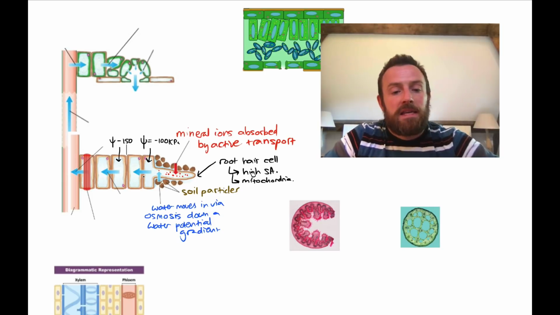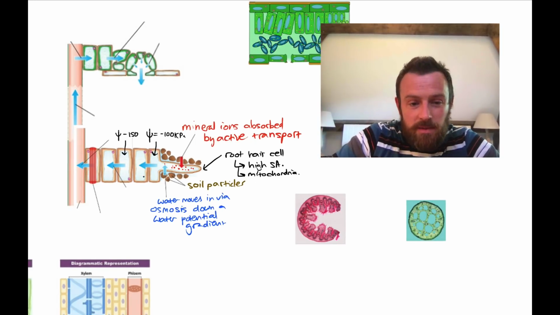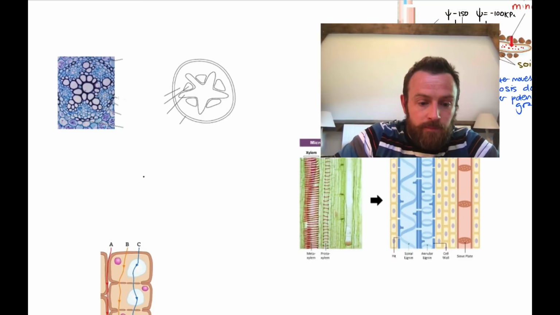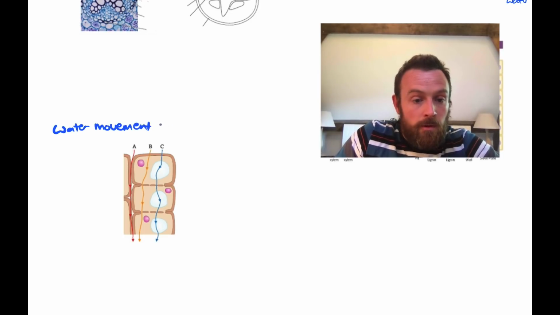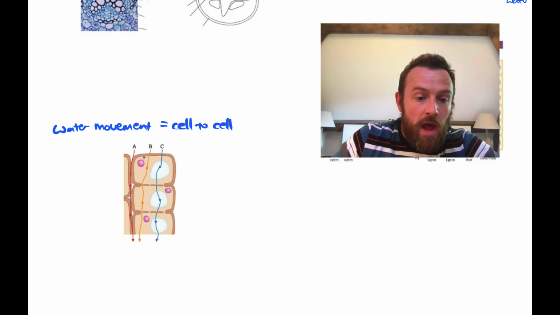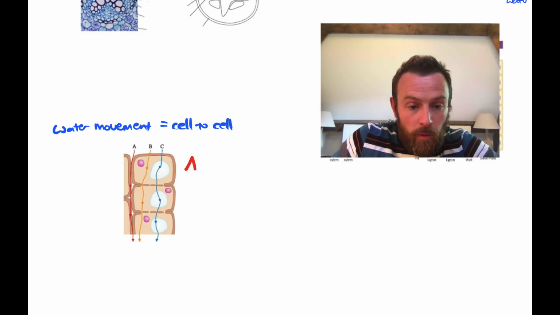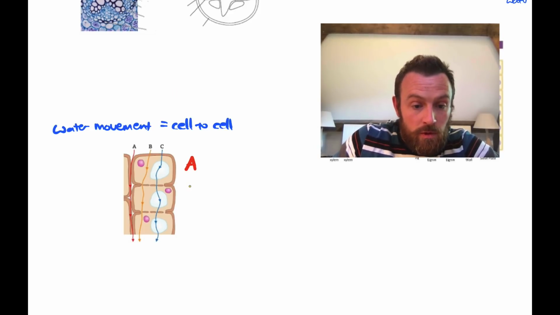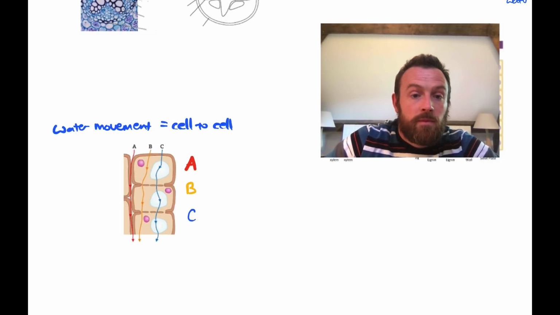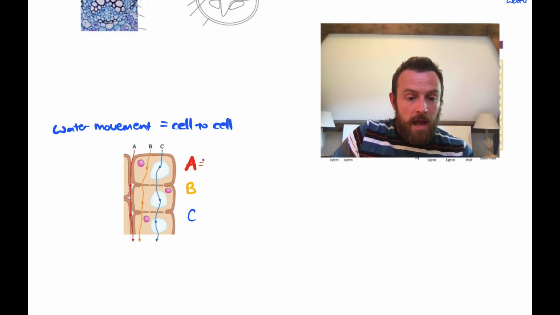Now there are three ways that water can move from cell to cell. So let's briefly go over here and label these three ways. Water movement, cell to cell. Okay, so we've got A, B, and C. Pathway A, pathway B. Let's keep the color scheme. And pathway C. Okay, so A, in this case, is the apoplast pathway.